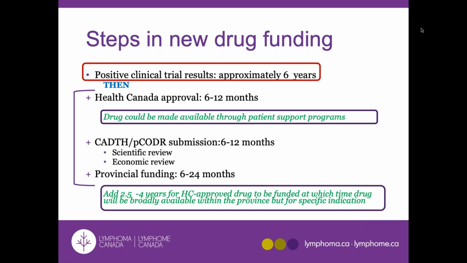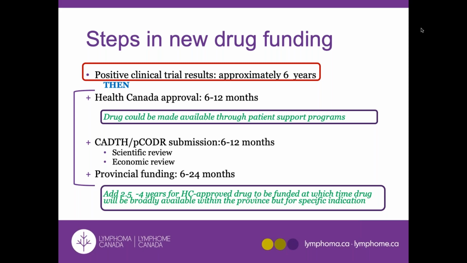I mentioned that there's a variable length of time before the new drug candidate gets into the clinic. Once the clinical development begins, it could take 6 years, it could take a little longer, it could take a little shorter before positive clinical trial results are obtained. But then there's also a series of steps that need to take place before that drug can be used in the clinic. Health Canada approval is required. This can take 6 to 12 months.